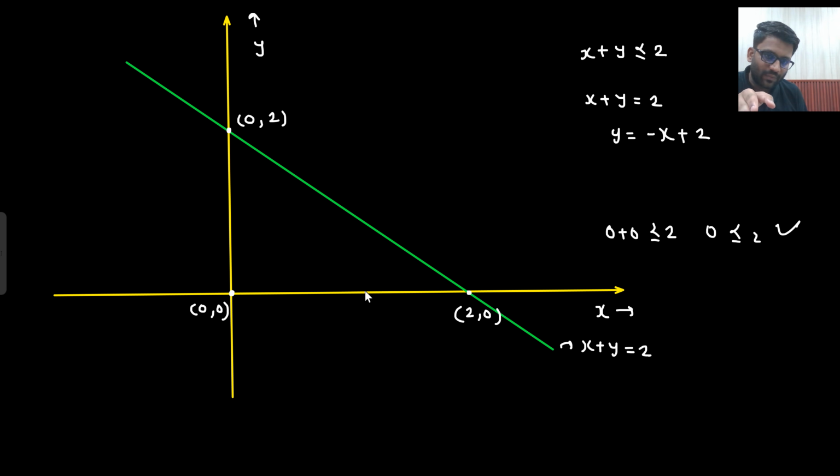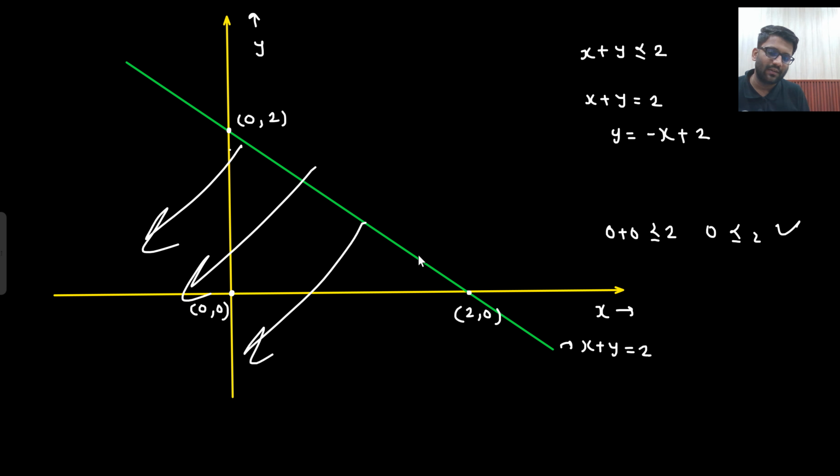X greater than 0, y greater than 0, x plus y less than equals to 2. So I draw the line of x plus y equals to 2. Now less than equals to 2 or greater than equals to 2, how would I know which? So I will take a random point and put this random point in this equation. 0, 0, 0 is less than equals to 2. Yes, this particular equation is true. That means this would be my region.